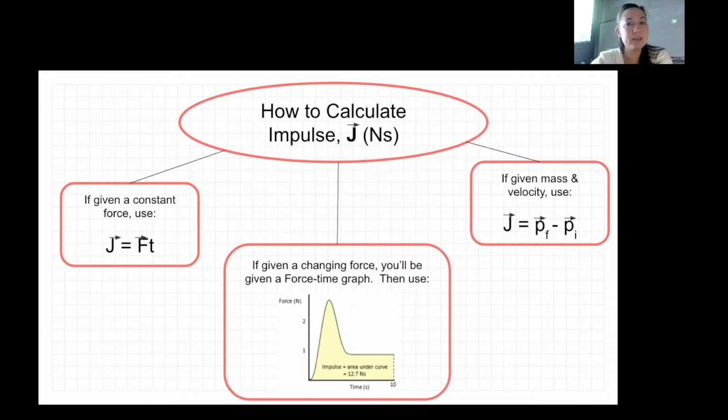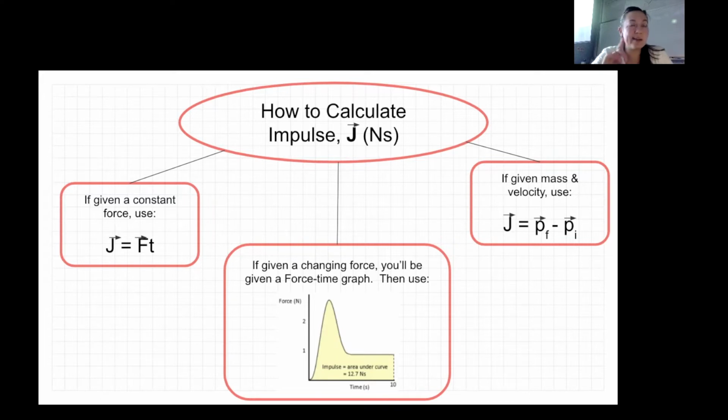But in real life, forces don't just stay the same value the whole time. They might start low and become higher and decrease. So if you have a force that is not constant, then you're going to need a force versus time graph, like the one in the center here. For that, you would do the area under a curve.